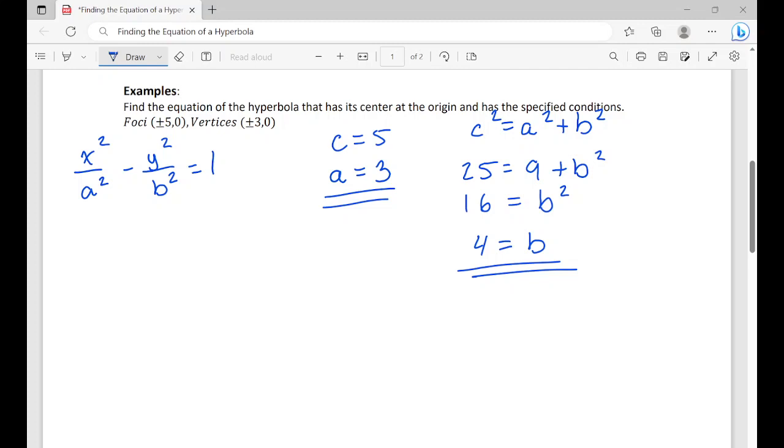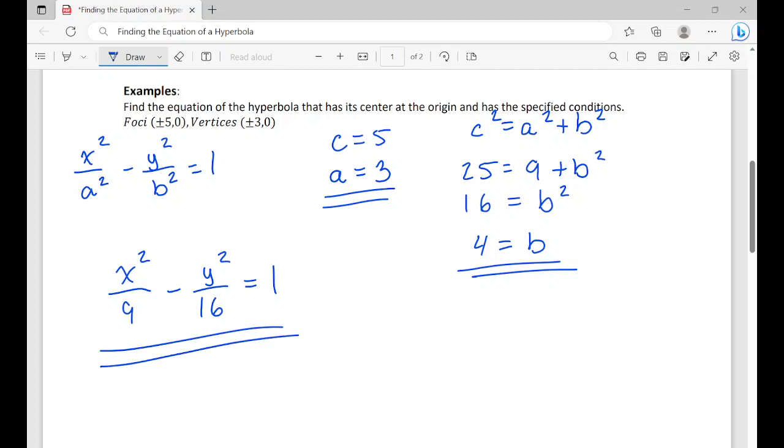So I now know a, I now know b, and I know my general form of the equation, so I can plug in my a and b to get the final form. So x squared over a squared, which is 3, so we're going to get 9, minus y squared over b squared, which is 4, so it's going to give me 16, equals 1. And there is my equation for the hyperbola given this information.